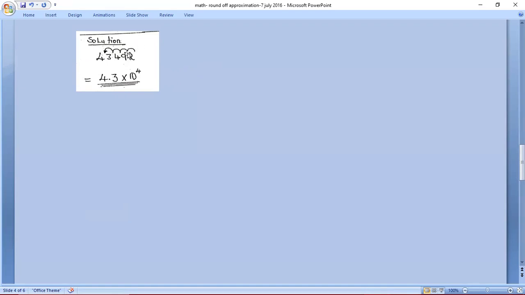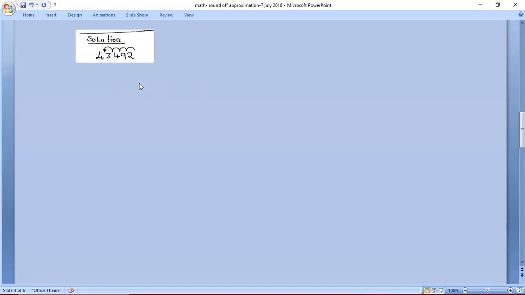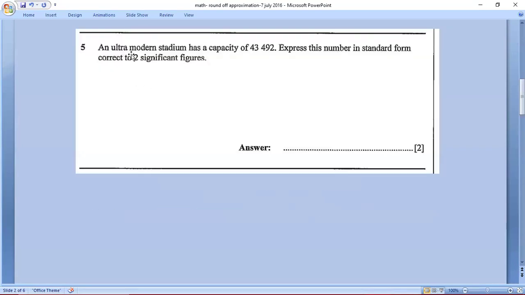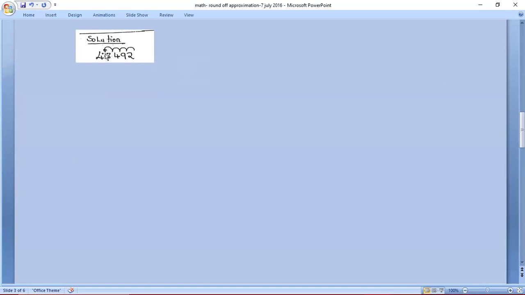So the next step: 10 to the power 4, since it moves 4 times. So you just say 4.3, because the question said correct to two significant figures. So you even round this off. Since the point is between 4 and 3, you check the next number. The two significant figures are the 4 and the 3. Then after the 3, what's the next number? Is it 5 or more? No, it's a 4. So you can't add 1 to the 3. You just leave it the way it is.